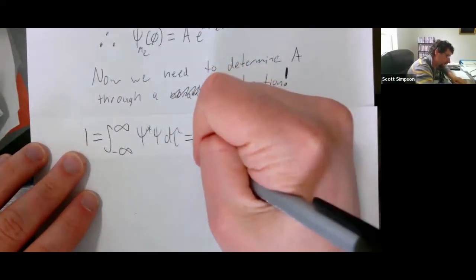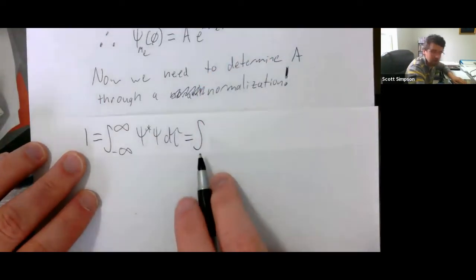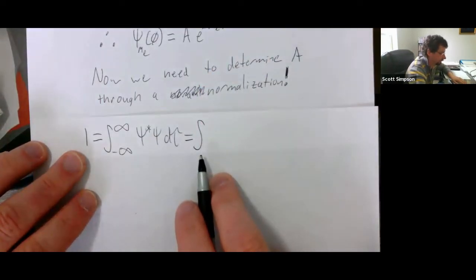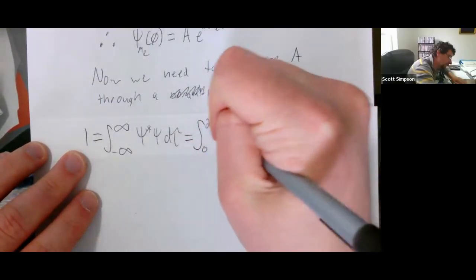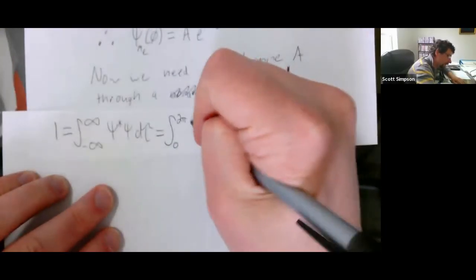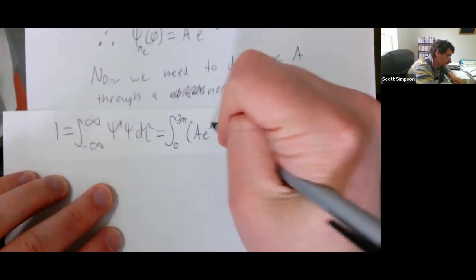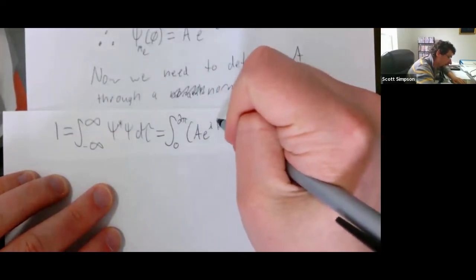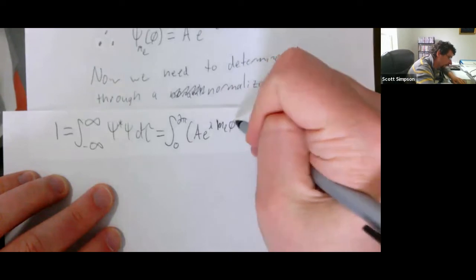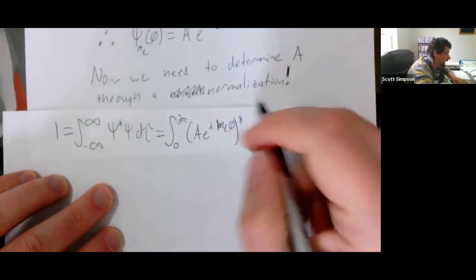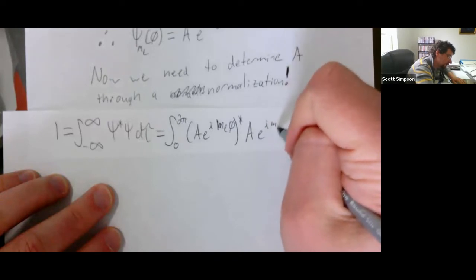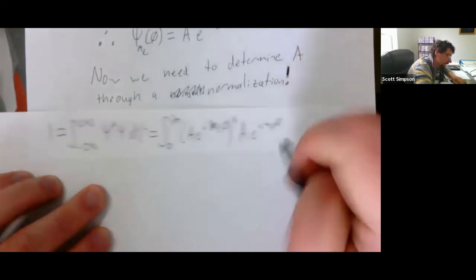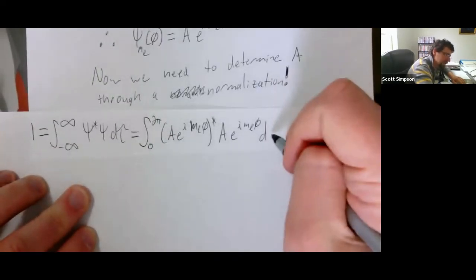All right, so for our expression, what are our integration limits? 0 to 2 pi? Yep, because we're talking about a circle. Good. We have A e to the i m sub l phi. We've got to take the complex conjugate of that times A e to the i m sub l phi. And what are we going to integrate over?